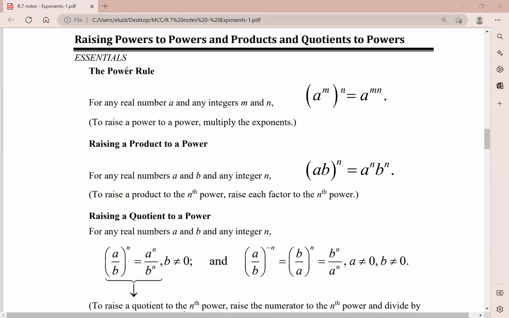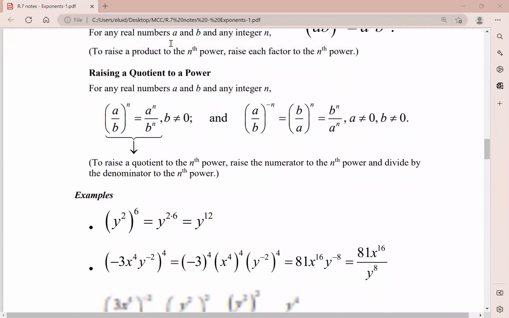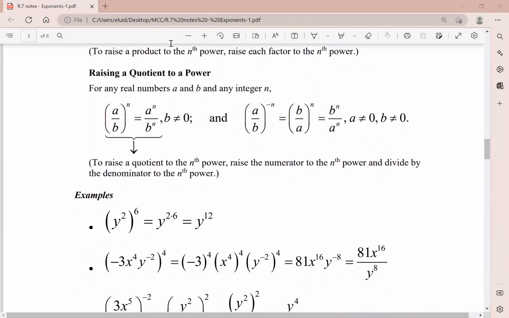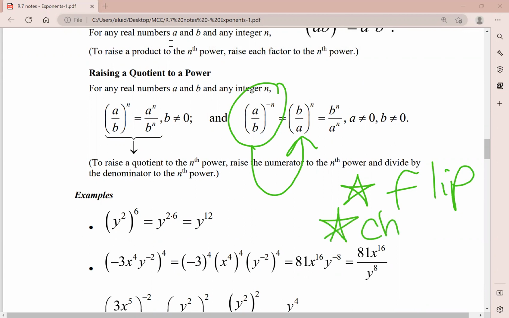Okay, and then there's another rule here, again, related to negative exponents. A over b to the negative n, we can rewrite that as b over a to the positive n. So we can still kind of follow those same 2 procedures with negative exponents, where something gets flipped, and then our exponent changes to positive.